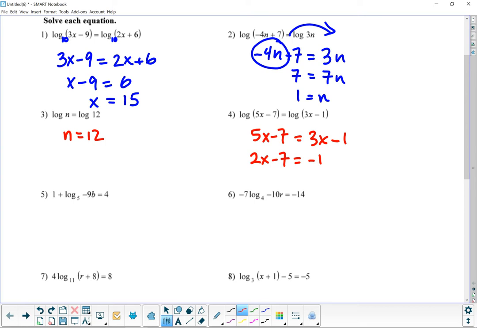Then I'm going to add 7 to both sides. If I add 7 on the left-hand side, I'll be left with 2x. If I add 7 to the right-hand side, I'll be left with 6. Then I'm going to finish off by dividing both sides by 2, and I'll get x equals 3. And that's my final answer.